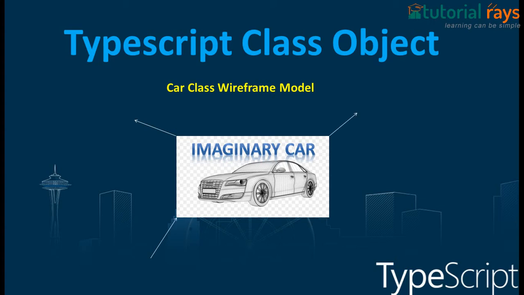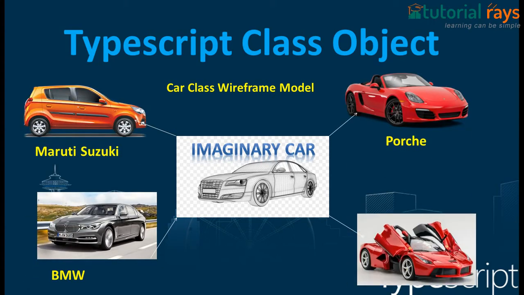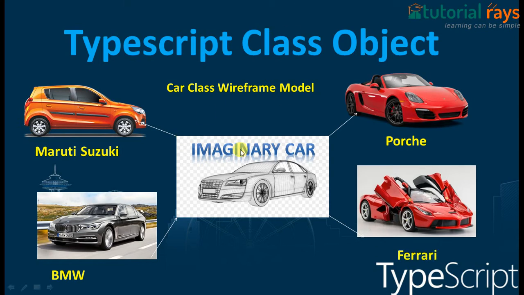So now see this picture. So this is the car class. Center section is the car class. Now from this car class, Maruti Suzuki has been created. From this car class, Porsche has been created, and from the same car class Ferrari has been created, and BMW also.